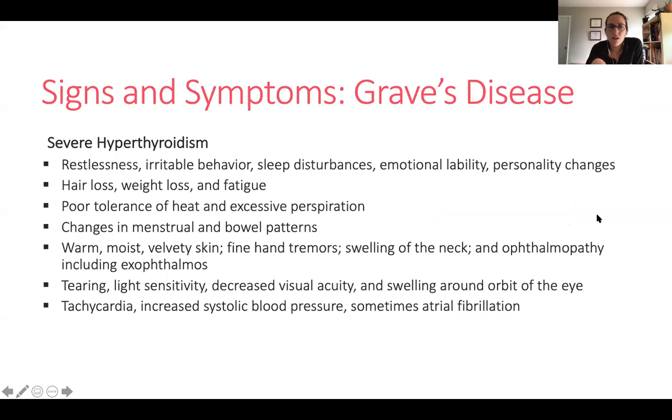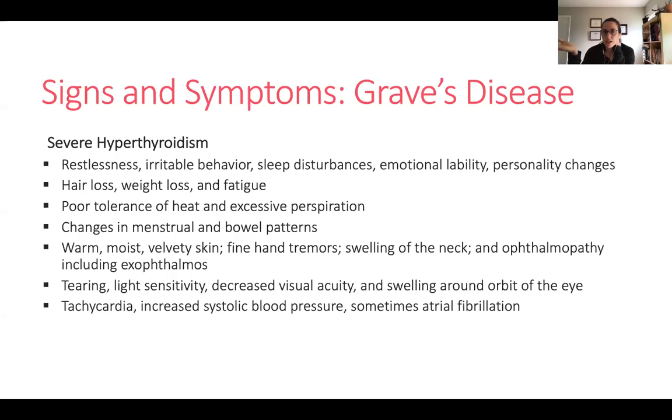So we just talked about all of this with the severe hyperthyroidism. They'll also have some changes in bowel patterns. They might have light sensitivity, and something to take note of with the weight loss, we mentioned this earlier, they might be eating a whole lot but never gaining weight. That is one sign that will clue you in there's a problem. And then with the exophthalmos, that's a classic sign of Graves' disease.